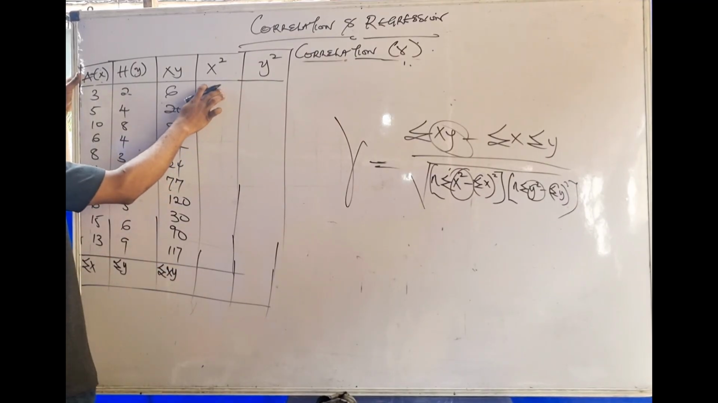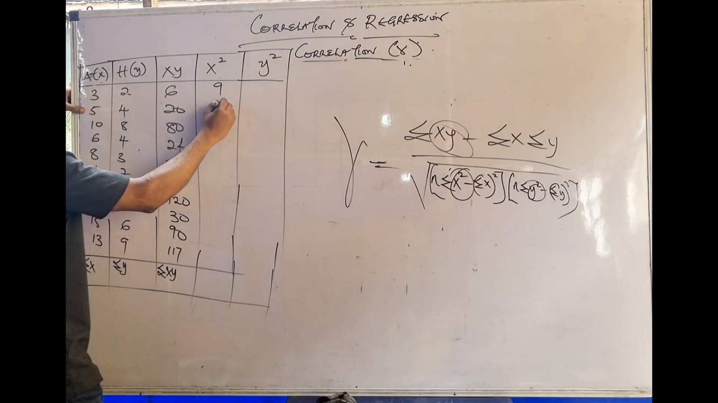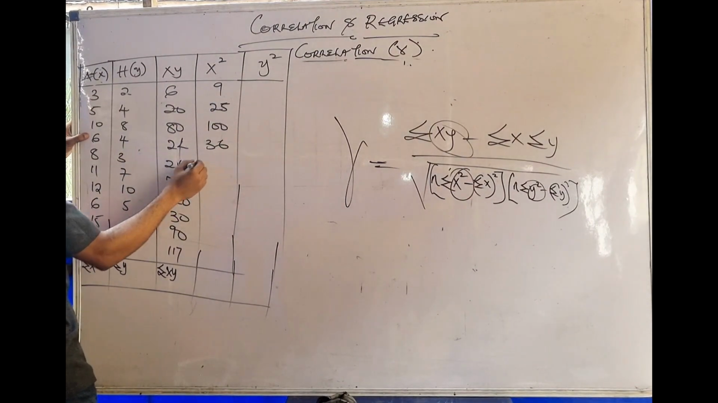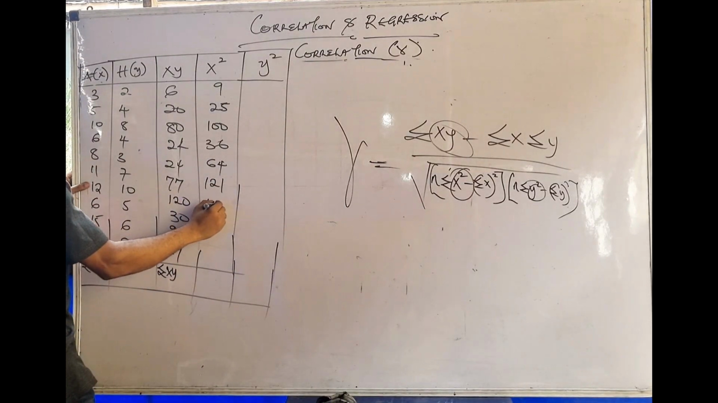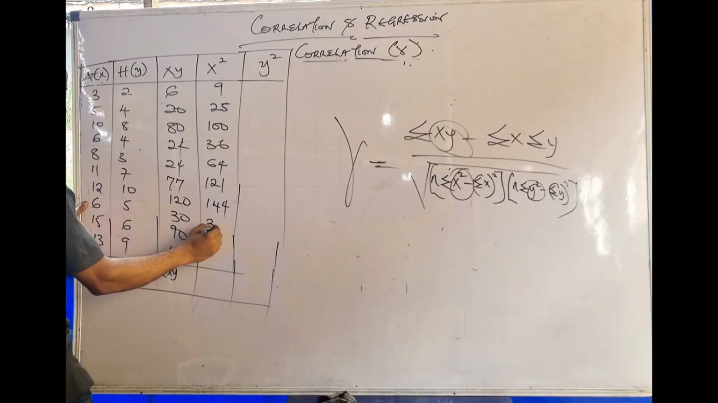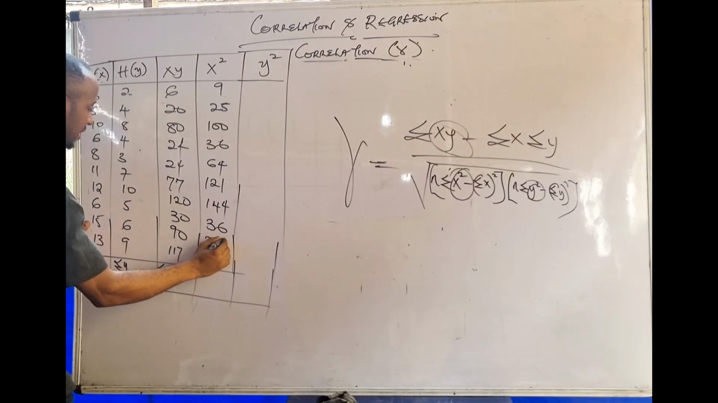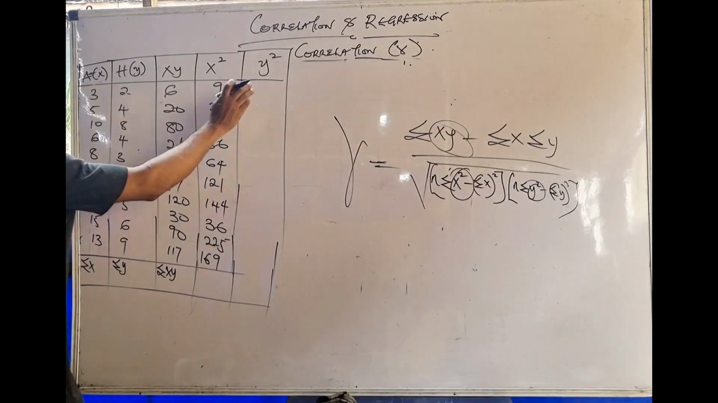Let's find X squared. 3 squared is 9. 5 squared is 25. 10 squared is 100. 6 squared is 36. 8 squared is 64. 11 squared is 121. 12 squared is 144. 6 squared is 36. 15 squared is 225. 13 squared is 169.